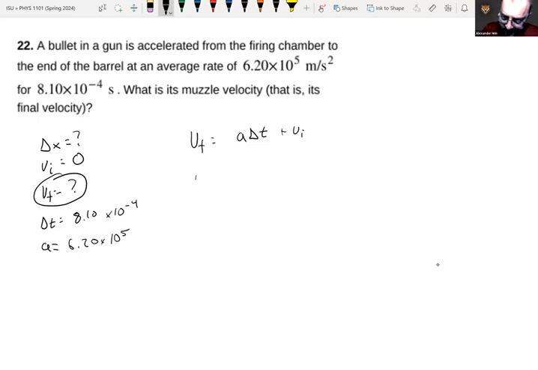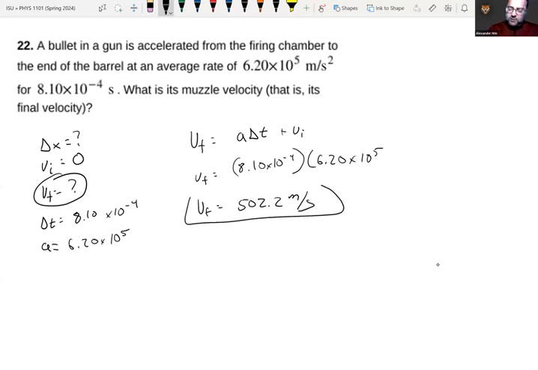And when we do that, V final equals 8.10 times 10 to the negative 4th times 6.20 times 10 to the 5th. And so you'd get a V final, and this seems much more reasonable, 502.2 meters per second. Okay, I think this was the third equation I gave you.